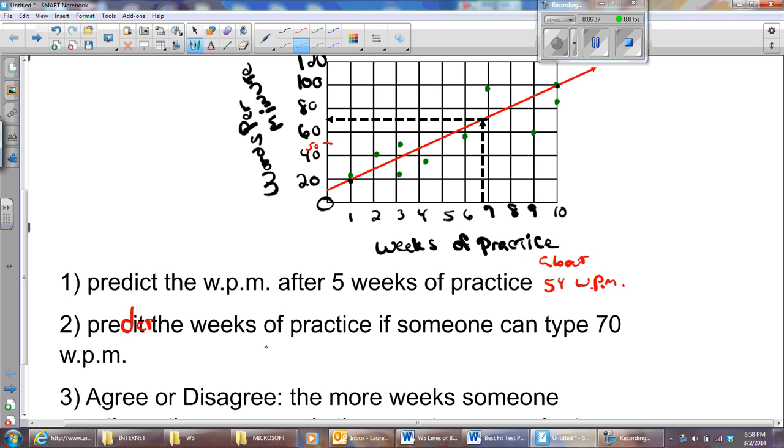the person practiced between 6.5 to 7 weeks. Okay, I like that answer in the context of the problem.